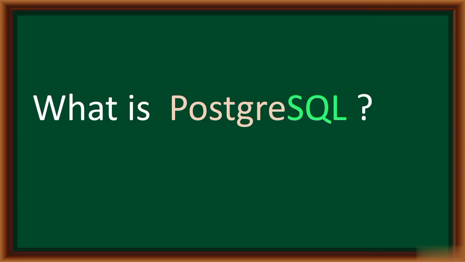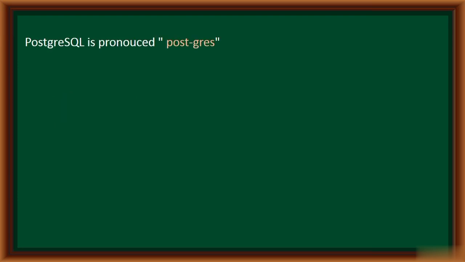What is PostgreSQL? PostgreSQL is also pronounced as Postgres. So if you hear people saying Postgres, they mean PostgreSQL. This basically is a relational database management system, just like Oracle or Microsoft SQL Server or MySQL. So it has basically the same features and functionalities of a relational database management system.